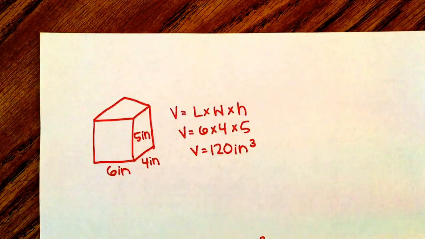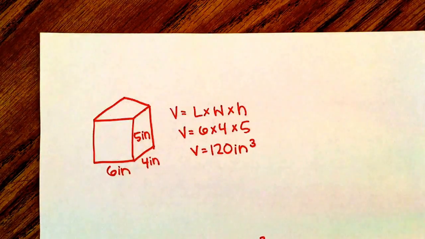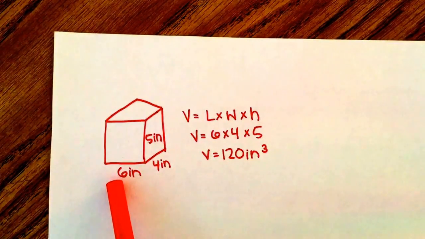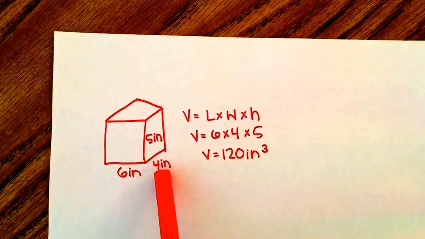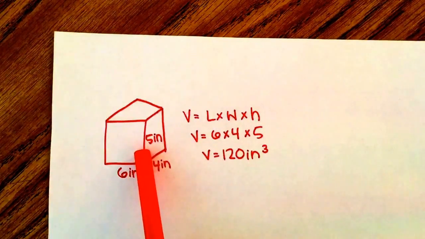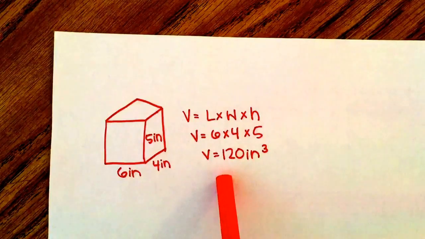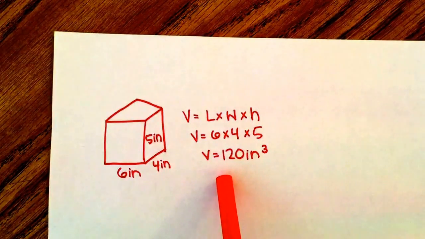Okay, by now we already know how to find the volume of a three-dimensional figure. Here I have a rectangular prism. The length is 6 inches, the width is 4 inches, the height is 5 inches. To use my volume formula, length times width times height, I found that my volume is 120 cubic inches.